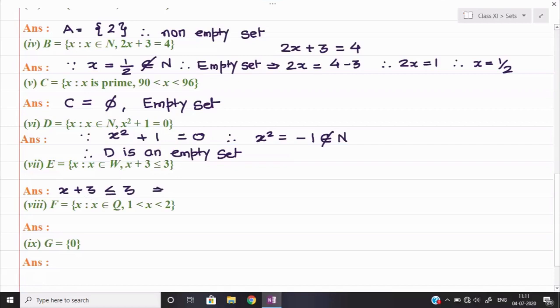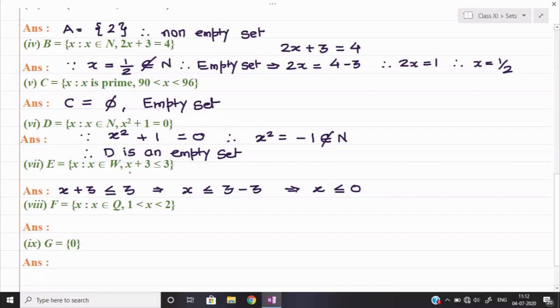So it can be x plus 3 less than or equal to 3 minus 3. 3 minus 3 will be equal to 0. So the value of x is coming here less than or equal to 0. So they are saying the value of x can be either less than 0 or equal to 0. Means what can be the value of x here? 0, minus 1, minus 2, minus 3 and so on.